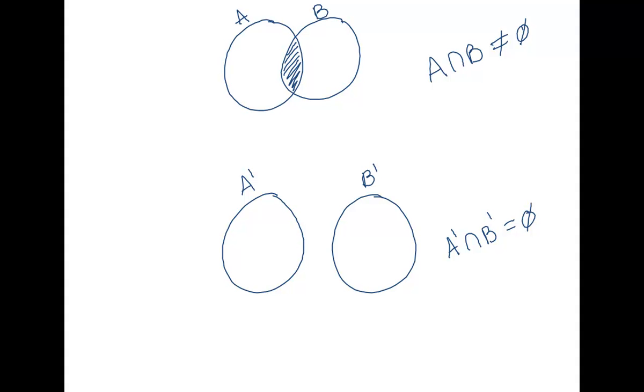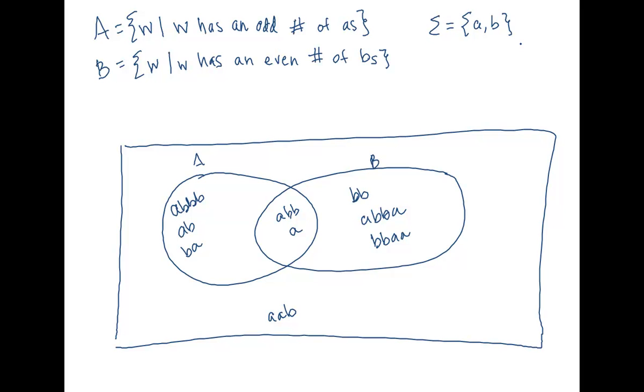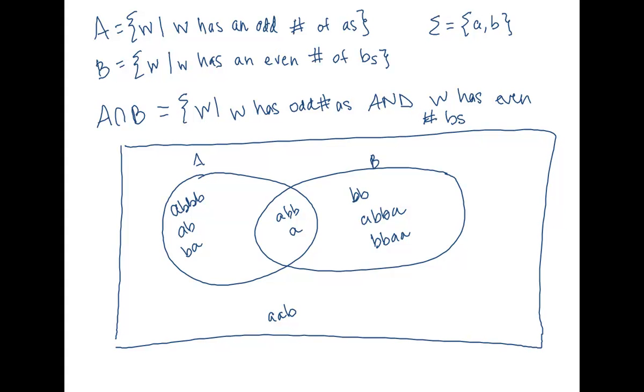Okay, so that's intersection. Let's go back to the example we were using when we were talking about union. We've got language A is W such that W has an odd number of A's, and B is all strings W such that W has an even number of B's. So A intersect B is going to be any strings W such that W has an odd number of A's and W has an even number of B's. In order to be in the intersection of A and B, I have to satisfy both conditions. That's why we have the and.